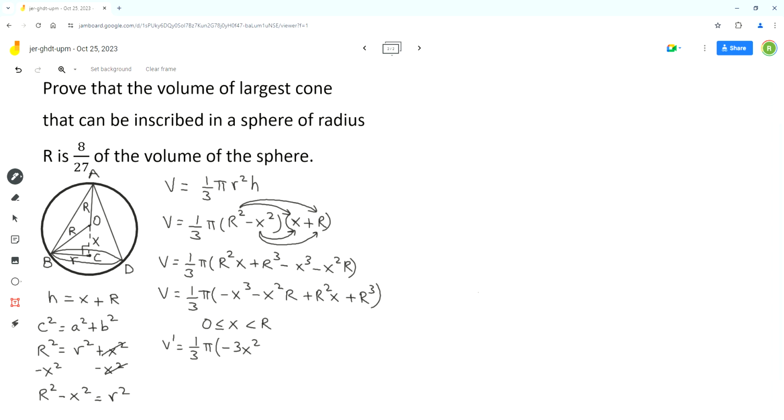In the second term, r is a constant, so it will stay as it is. As per the power rule, the derivative of x squared is 2x. In the third term, r squared is a constant, and the derivative of x is just 1. And r cubed is a constant, so the derivative is 0. R is a constant because it's the given radius of the sphere. Now we have to simplify this expression and set the derivative equal to 0.